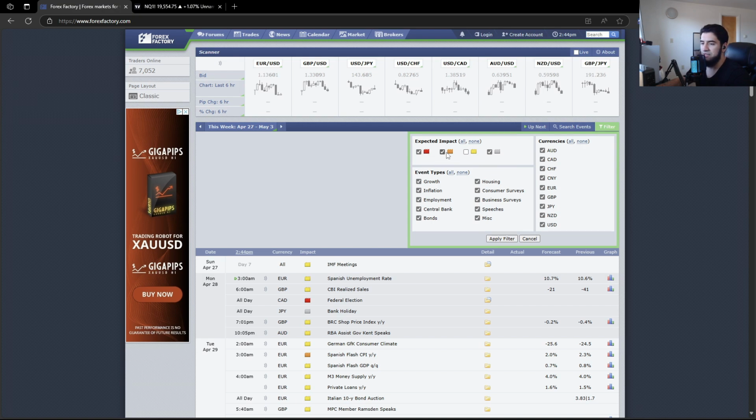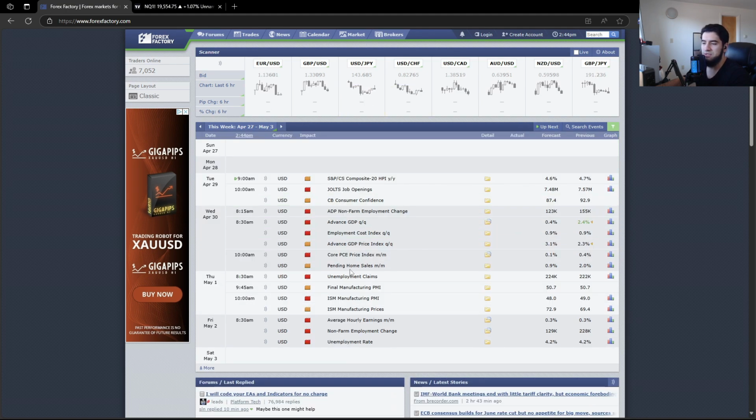The only ones that you want to keep are the red and the orange and the gray ones as well, because the gray ones tell you the bank holidays, whenever the markets are closed and things like that. So keep these three colors for the expected impact, right? And then for the currencies, remove pretty much everything besides USD, right? So you'll be left with this: the red folder, orange folder, gray folder, and the USD. Click apply filter, and then you'll be seeing something like this, right?